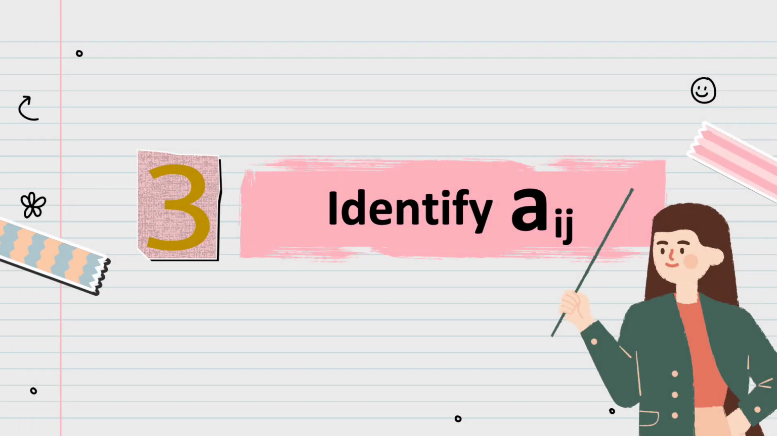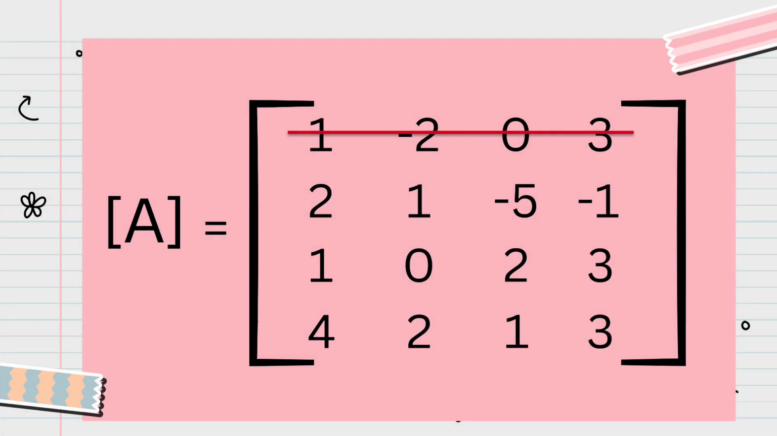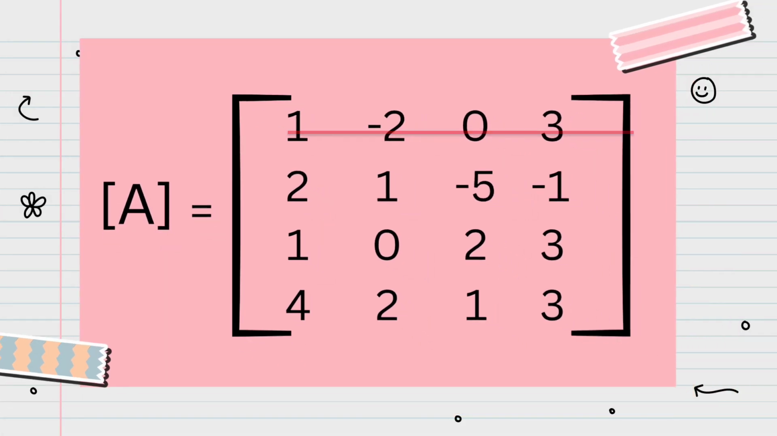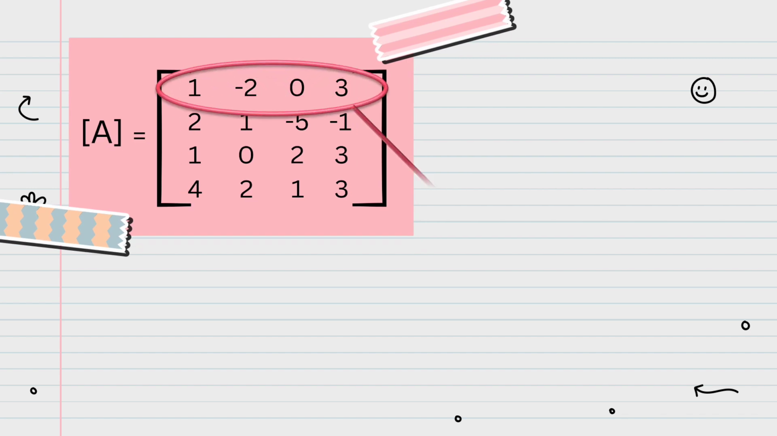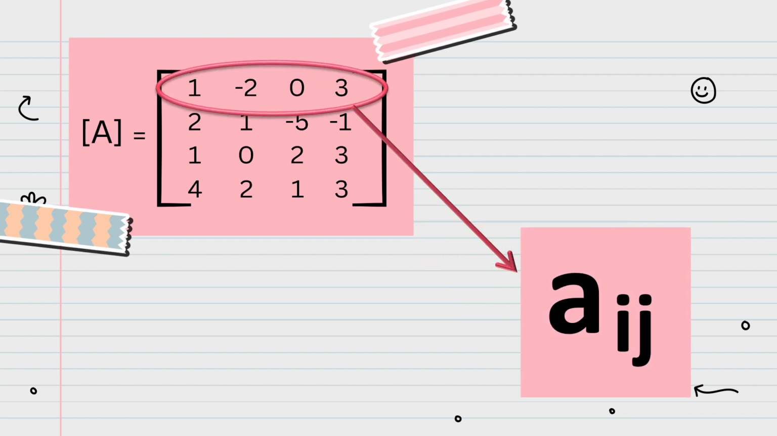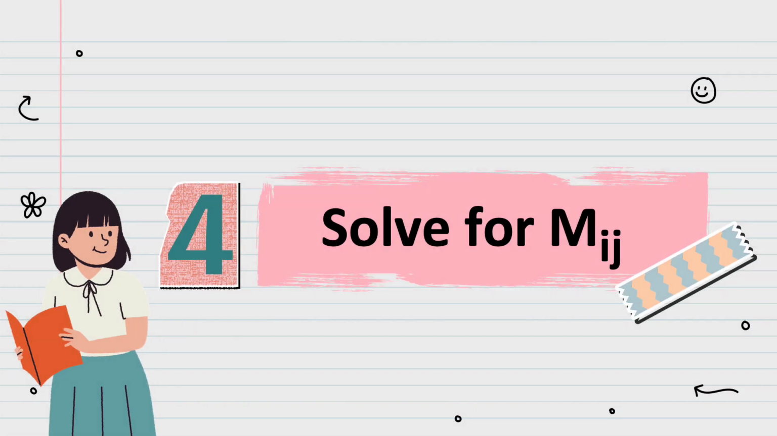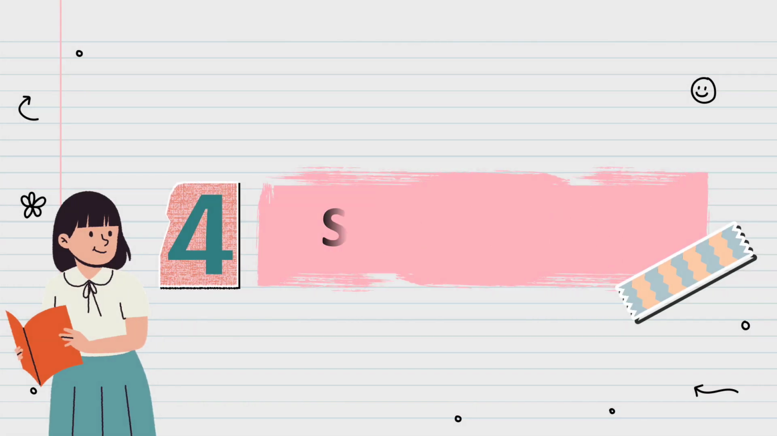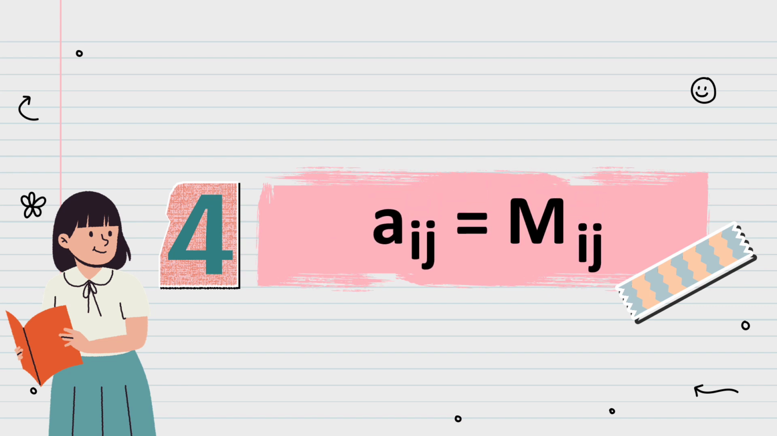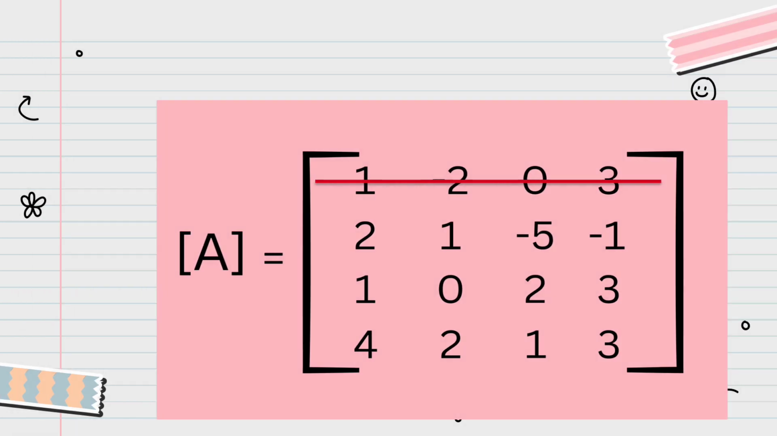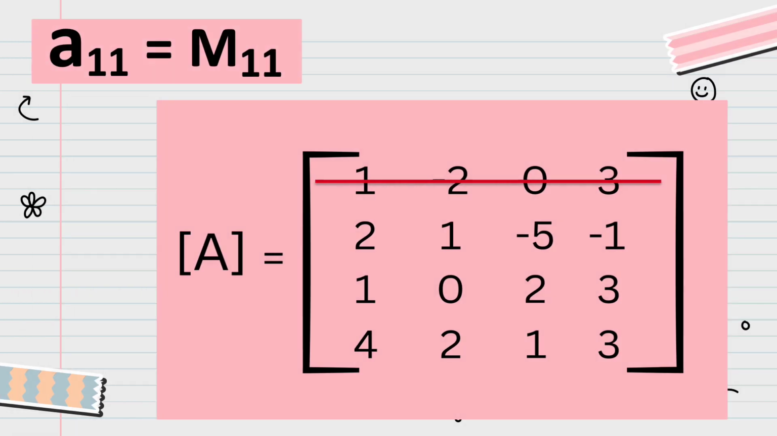Third step is to identify the Aij. In this case, our Aij here is the first row, where Aij is equal to 1, -2, 0, and 3. Next step is to solve for Mij, where Aij is also equal to Mij. So in this case, A11 is equal to M11.